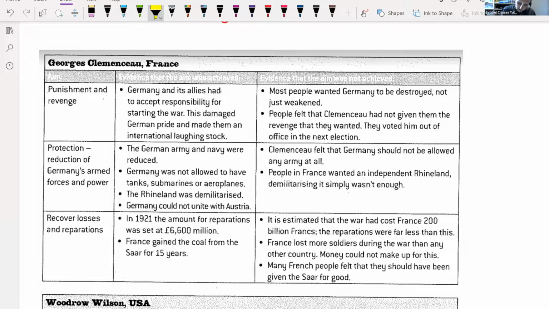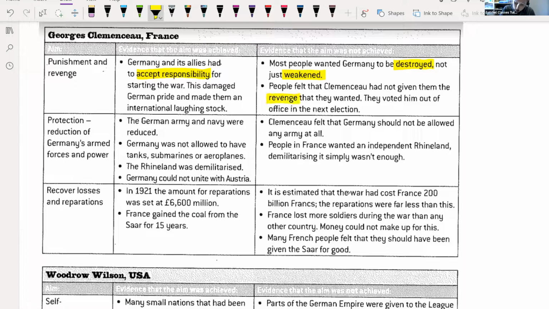Germany and its allies did have to accept responsibility for starting the war. They accepted the blame for it. However, they wanted Germany to be destroyed, not weakened, and Germany was just weakened. And they didn't actually get the revenge they wanted, and they voted him out of office in the next election. They believed that he didn't get France what they deserved. He wanted protection, reduction of Germany's armed forces. The German army and navy were reduced.